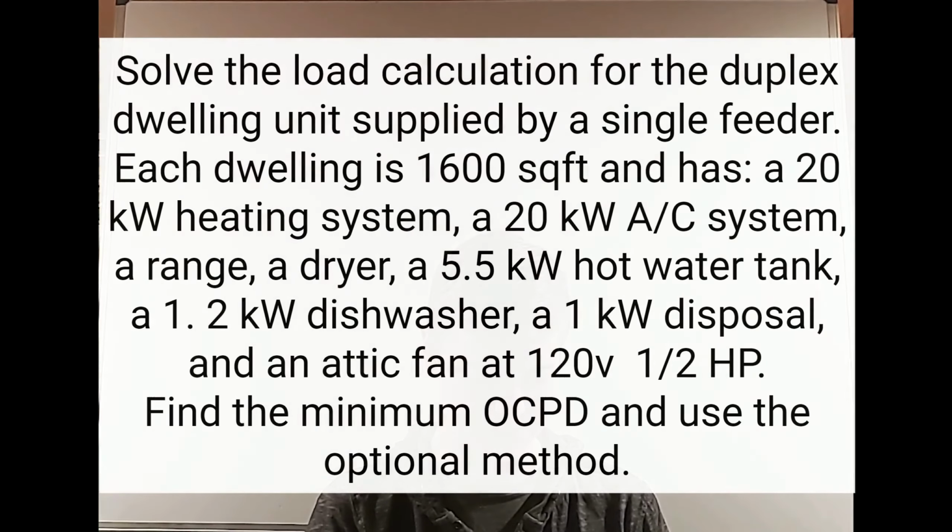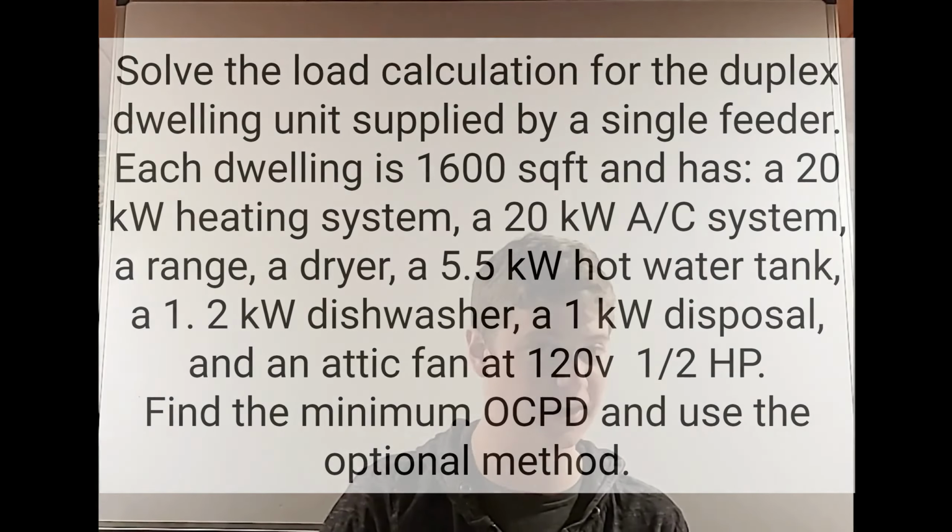Okay, so getting into it, solve the load calculation for the duplex dwelling unit supplied by a single feeder. Each dwelling is 1,600 square feet, has a 20 kilowatt heating system, a 20 kilowatt air conditioning system, a range, a dryer, a 5.5 kilowatt hot water tank, a 1.2 kilowatt dishwasher, a 1 kilowatt disposal, an attic fan at 120 volts that is at a half horsepower. Find the minimum overcurrent protection device and use the optional method.